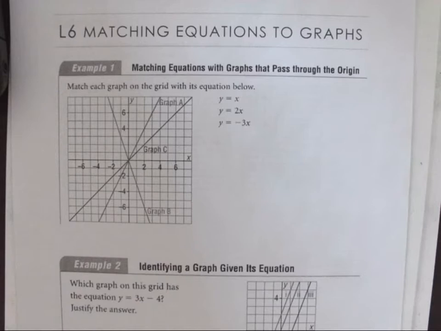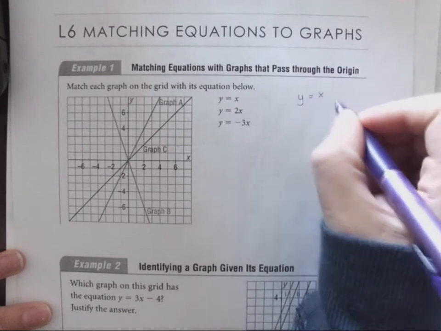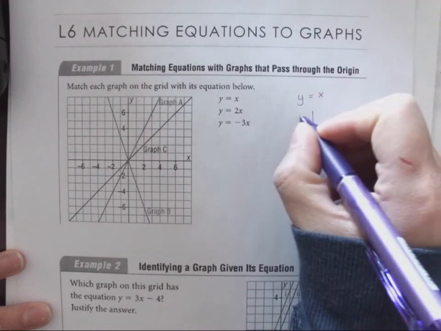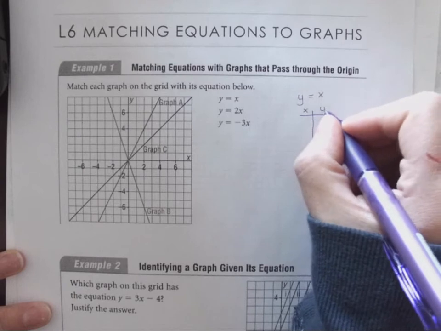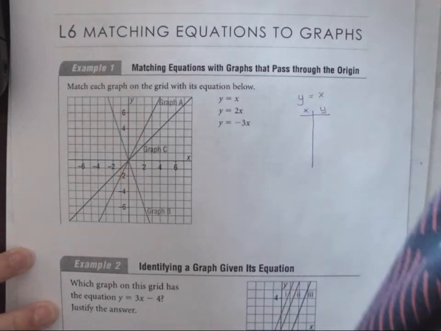Okay, so the easiest way to do it, I find sometimes, is to create a table of values for the equations. I find that works really well. So y equals x. So really what that means is whatever my x value is, my y value is. Whatever my y value is, my x value is. Let me just zoom in here.